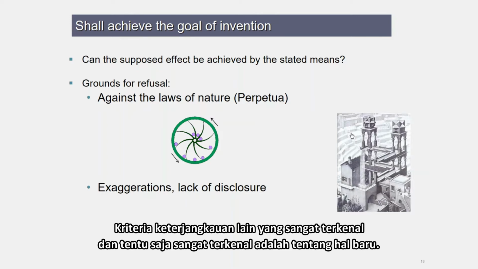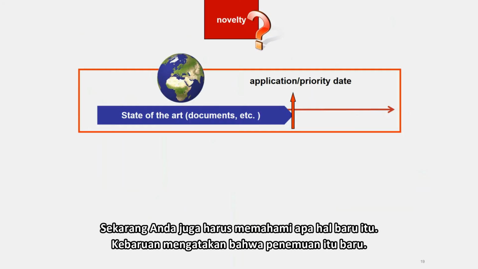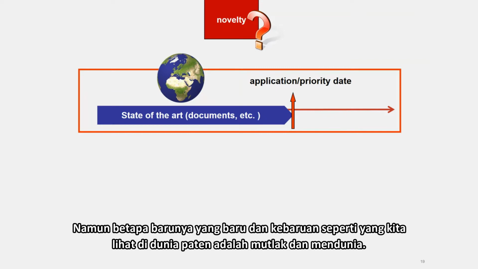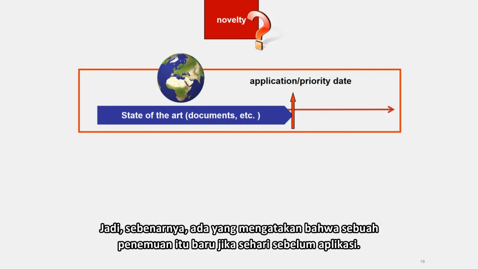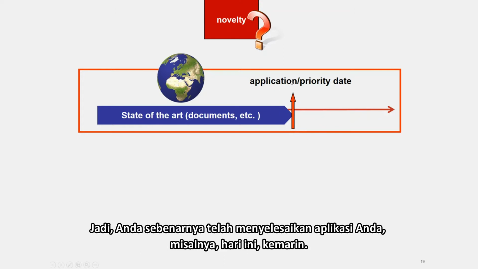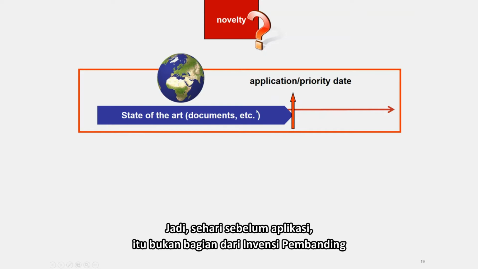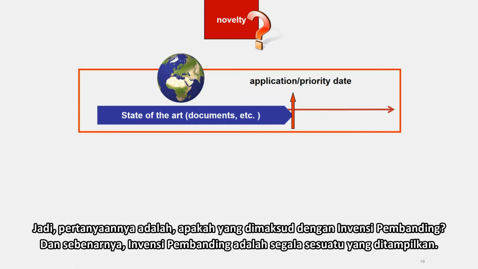Another very famous and, of course, very well known criterion of patentability is novelty. Now, you also have to understand what novelty is. The novelty is saying that the invention shall be new, but how new is new? And the novelty as we see it in the world of patents is absolute and worldwide. So, in fact, one says that an invention is new if, at the day before application, so you have actually done your application, for example, today, then yesterday, the day before application, it was not part of the state of the art. So the question is, what is the state of the art?